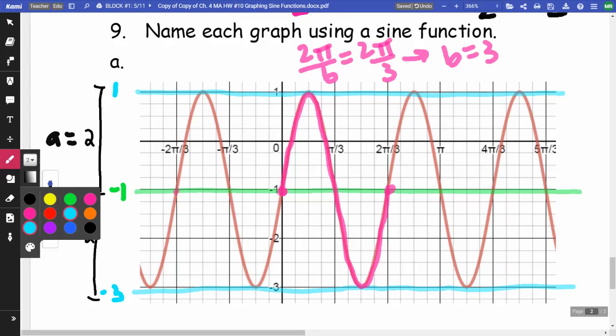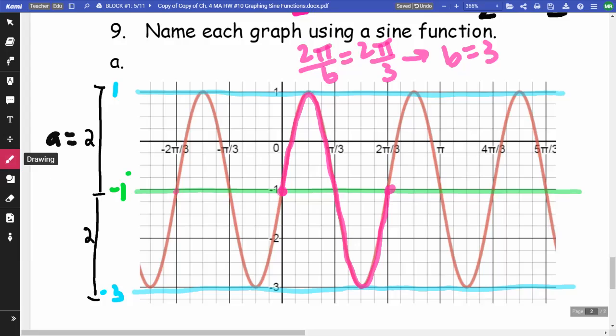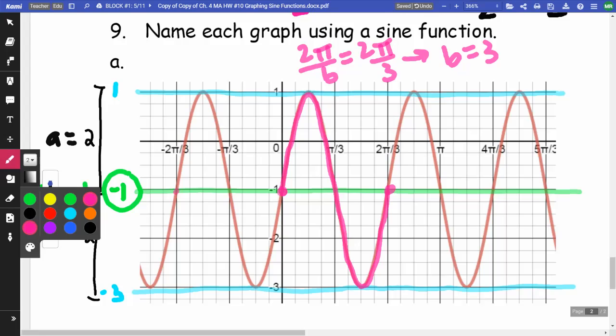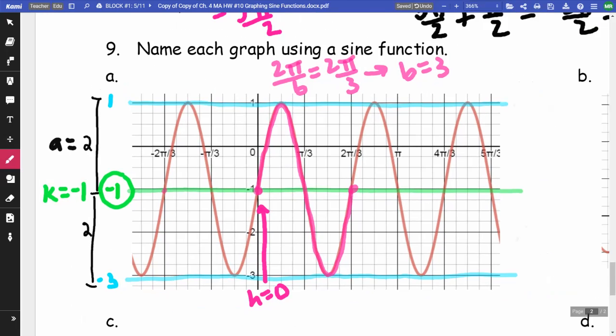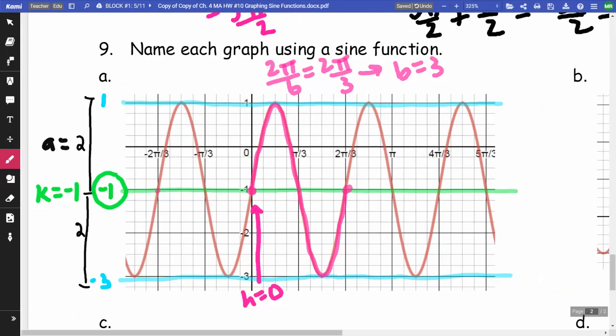And this -1 right here, this is going to be my vertical shift. So this is going to be like my k. My k equals -1. And then again, since I'm starting right here at 0, I know that my h is going to be 0, meaning it's not being moved left or right. So let's put all that together to write our equation, okay?